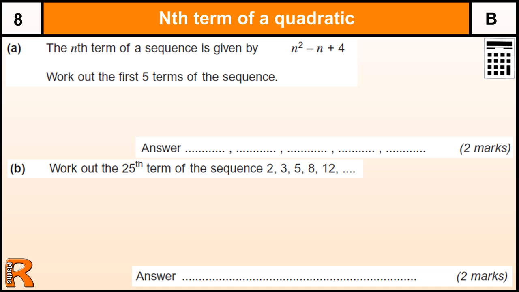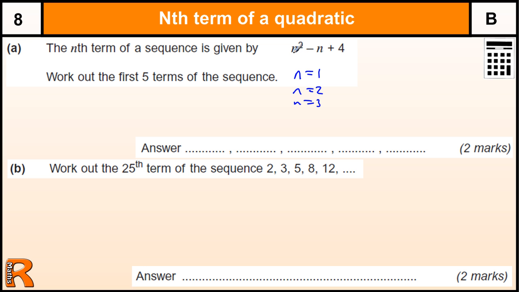Nth terms of quadratic sequences. Grade B question. Now, the first part is actually to write down the first 5 terms. So we just need to put the values of n equals 1, n equals 2, n equals 3, 4 and 5 into this sequence's nth term.